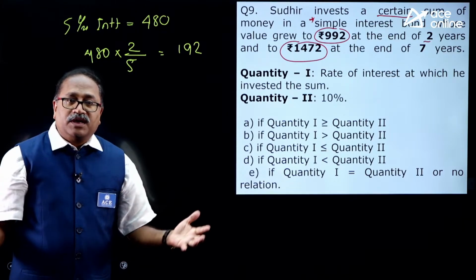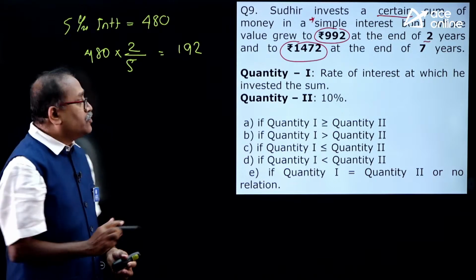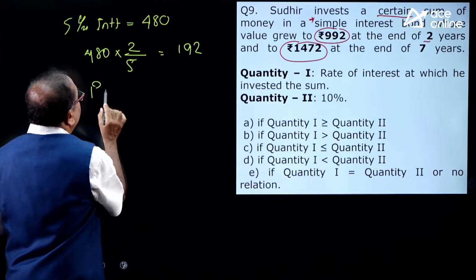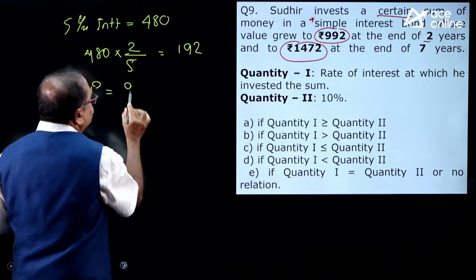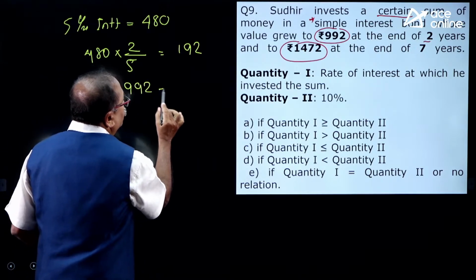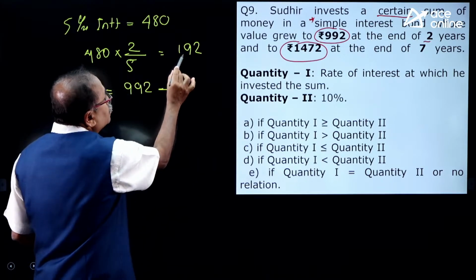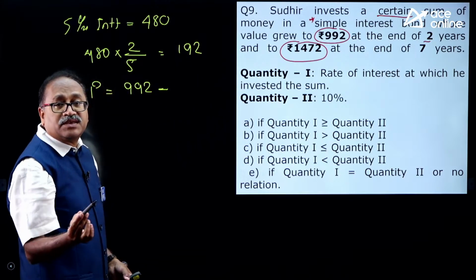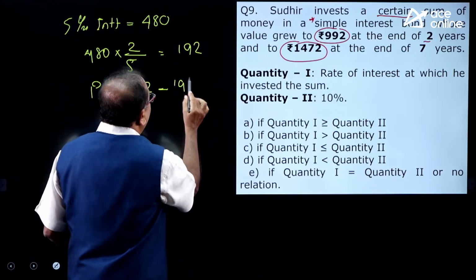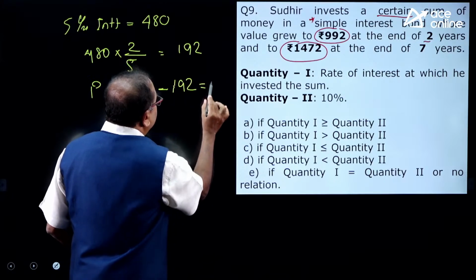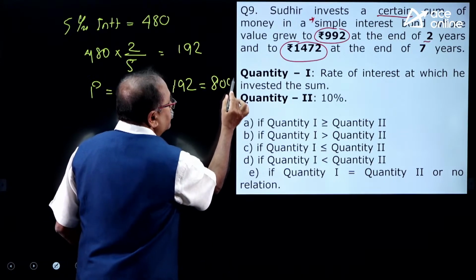Okay. That's right, 192. So, what is my principal? My principal will be this amount, that is 9092. From here, if I take out this 2 years interest, I will be getting the sum. So, that is 2 years interest is 192 and my sum is 800.